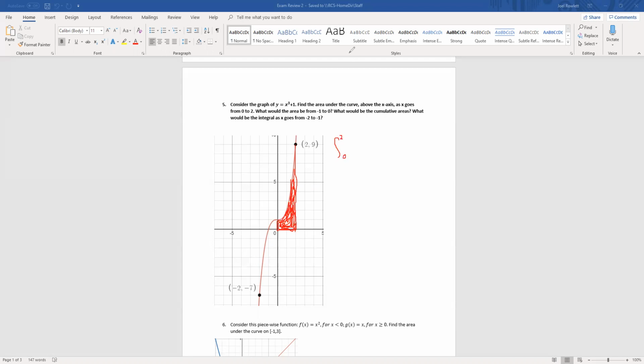And I have to take the upper function minus the lower function, right? Remember that? I could sort of imagine a rectangle being here. And the upper function is just x cubed plus 1. The lower function is y is 0. So there's really nothing to write for the lower function. So I'm just going to evaluate x cubed plus 1 with respect to x.